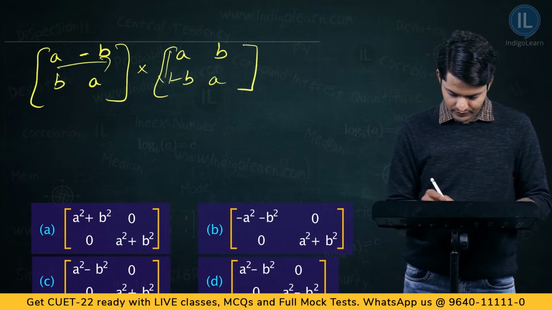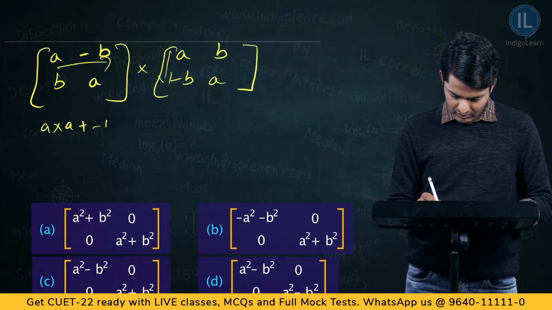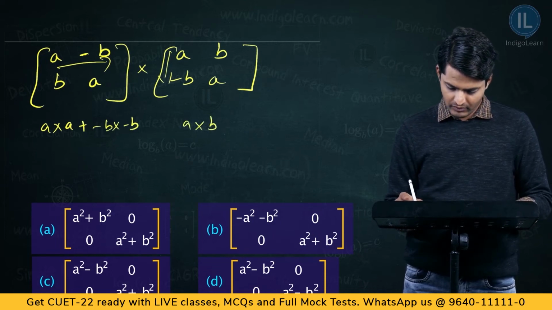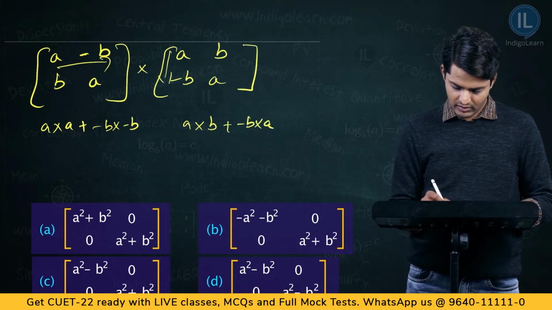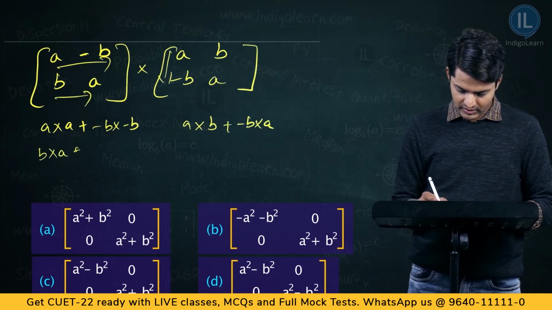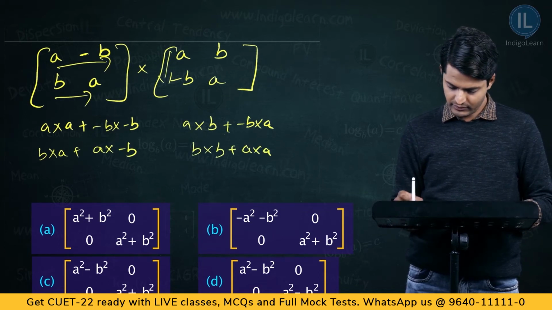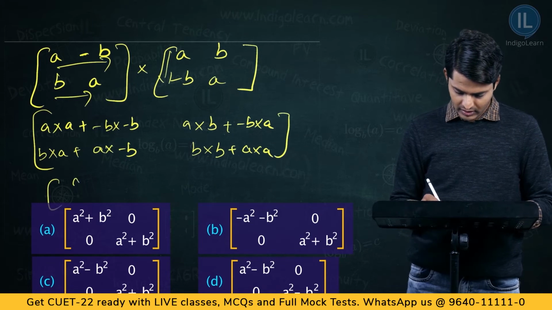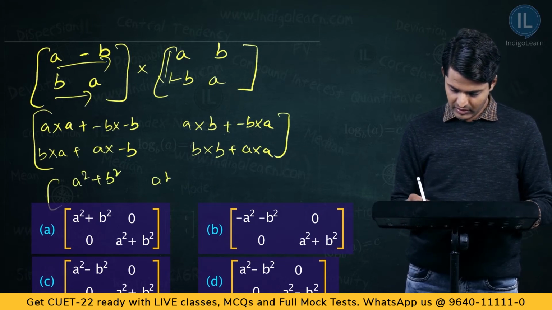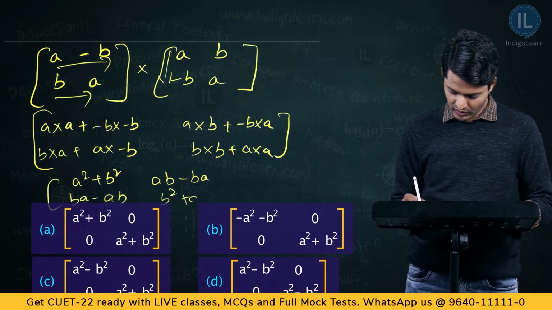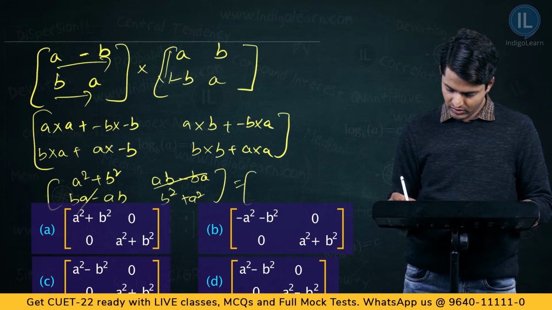So, this with this. So, A into A plus minus B into minus B, this with this, A into B plus minus B into A, next B into A plus A into minus B, B into B plus A into A. This is my final matrix: A square plus B square, AB minus BA, BA minus AB, B square plus A square. So, these are zeros, here A square plus B square, 0, 0, A square plus B square.